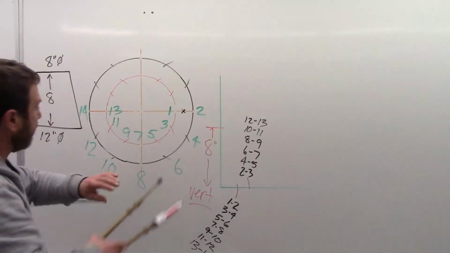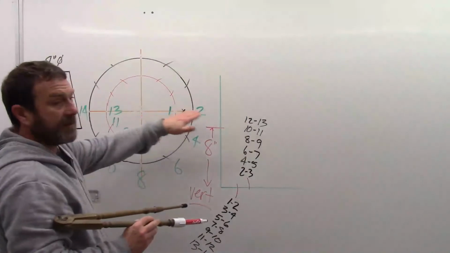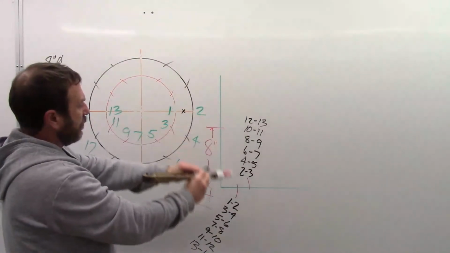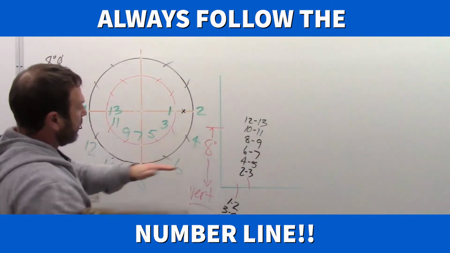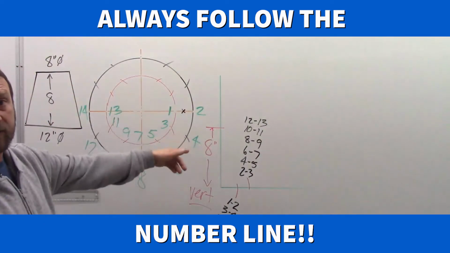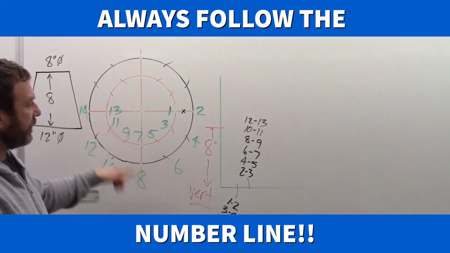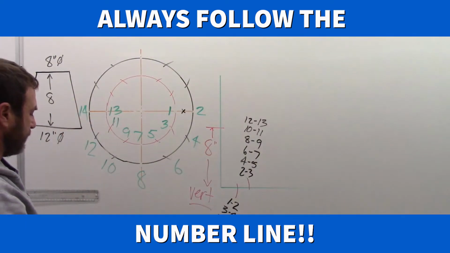But to follow suit, just pick up each one following the number line. 1, 2, put it in. 2, 3, put it in. 3, 4. You can't skip a number. Okay, you have to go with the number line. 1, 2, 3, 4, 5, 6, etc.